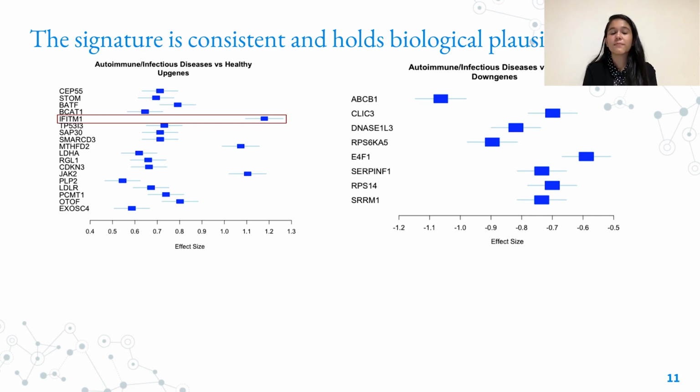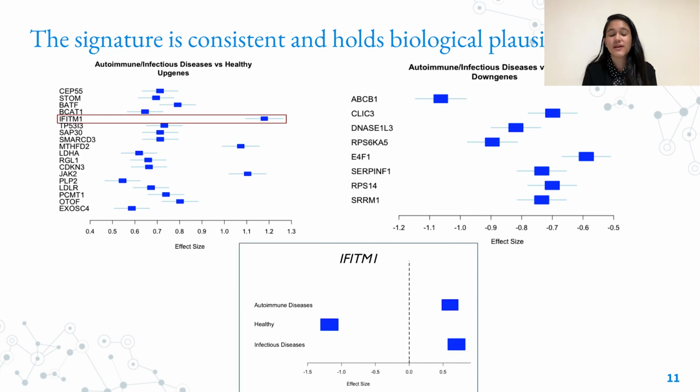One thing we did was dig into the biology of the genes found in the signature. We can see that the signatures hold biological plausibility because there are several genes that are known to be associated with the immune system and autoimmune and infectious diseases. There is one gene here in particular, IFITM1, for which we can see the forest plots on the bottom of the slide. We can see how the effect size of IFITM1 varies greatly between the healthy and autoimmune and infectious samples. IFITM1 is known to work closely with the innate immune system, and the IFITM proteins are interferon response proteins and are known to be upregulated in response to infection.